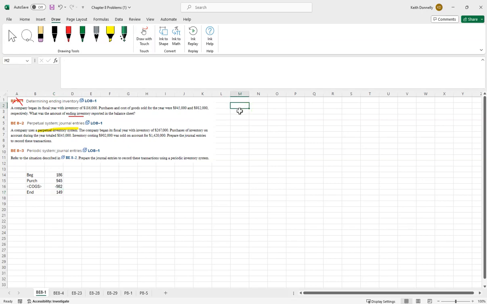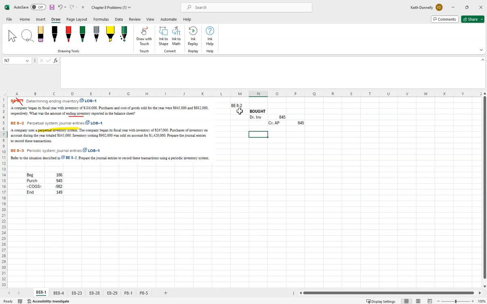Okay, so we're looking at brief exercise 8.2 here. Sorry, I'm mixing this up. Brief exercise 8.2. Okay, so we have various things to deal with. We know we bought some inventory. We began the year with it, and we purchased inventory for 845. So we're going to debit inventory for 845 and credit accounts payable for 845.